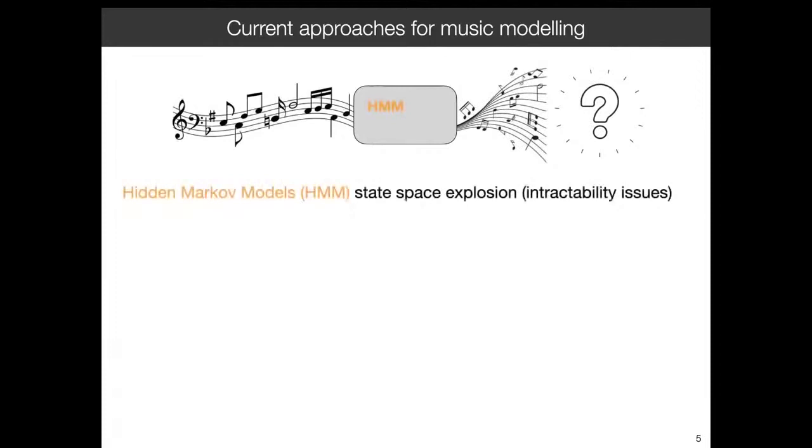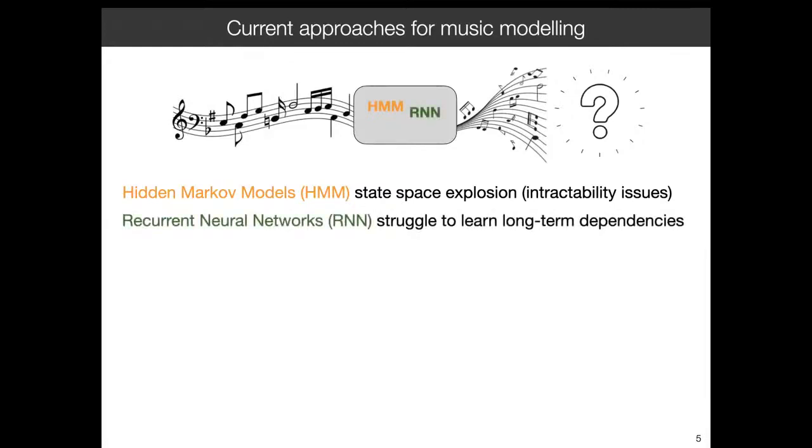Or maybe a recurrent neural network, such as an LSTM. Although recurrent networks have been extensively used in music modeling, they struggle to learn long-term dependencies, meaning that their generations tend to be either too repetitive or too contrasting after a while. And what about transformers? Well, they're currently the state-of-the-art in music modeling, but they still suffer from several problems.